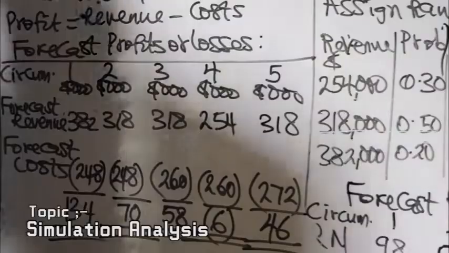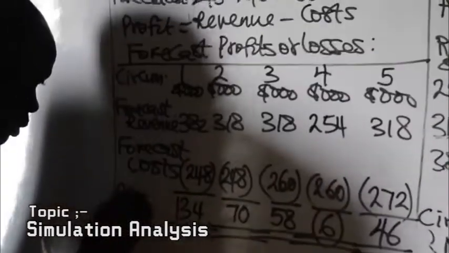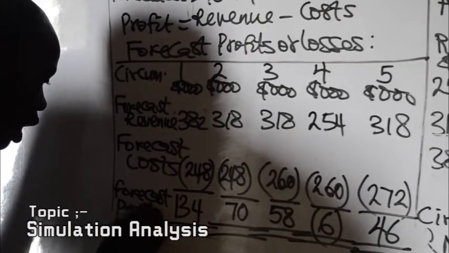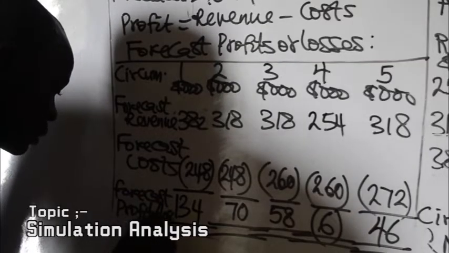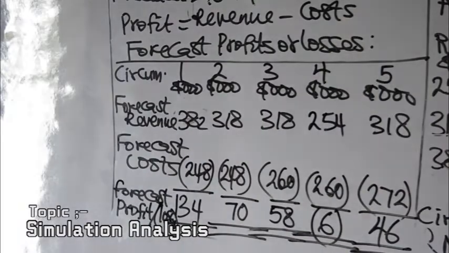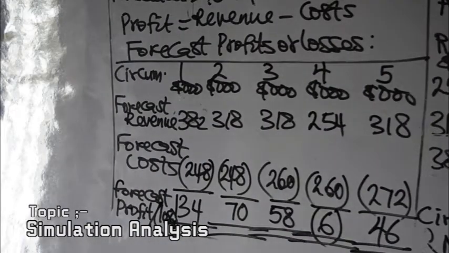That is our forecast profit or losses. Losses in bracket. So that is the solution to example 2. So the next worked example shall involve the calculation of the net present value.